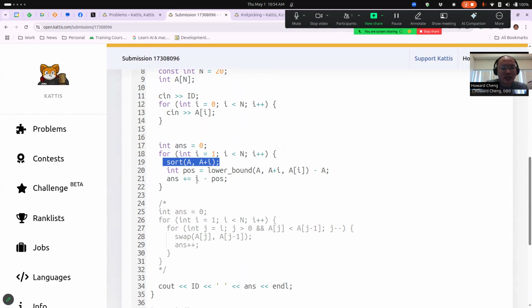Now, maybe I don't want to think about how insertion works. So I'm just going to tell the C++ library to sort the first part. Is it any better? No. In fact, it's slower if you trigger STL sort every time. But it's faster for me to type. It's faster for me to think about.